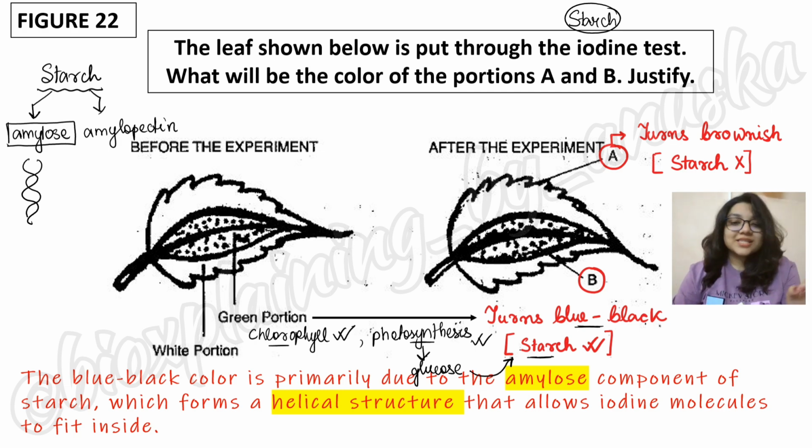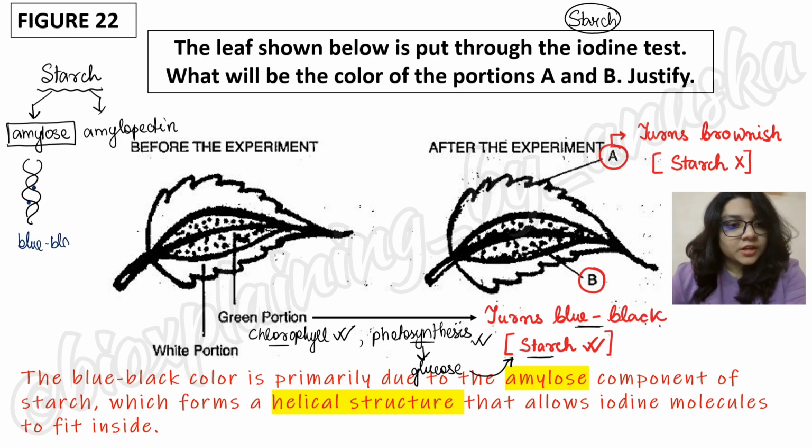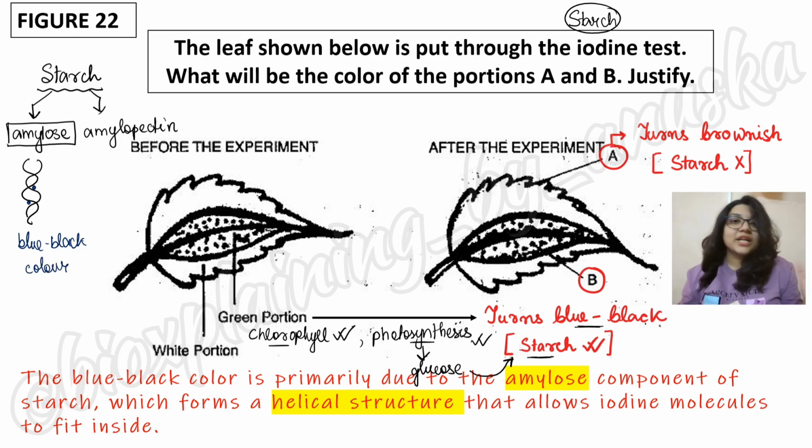This amylose component allows the iodine molecules to fit inside the grooves of this helix. As a result of that, it gives you a blue-black coloration. In the absence of starch, you do not have any such component, amylose or helical structure, so the iodine doesn't know where to stick. Hence it doesn't give you a blue-black color. So the experimental result you already knew, and why it is like this, I guess that's clear now.